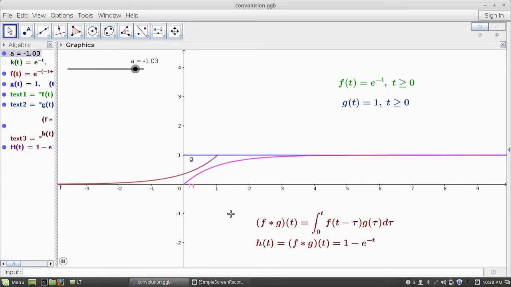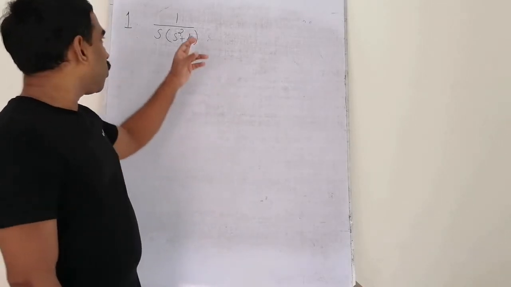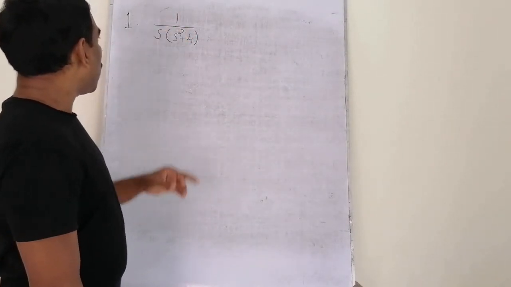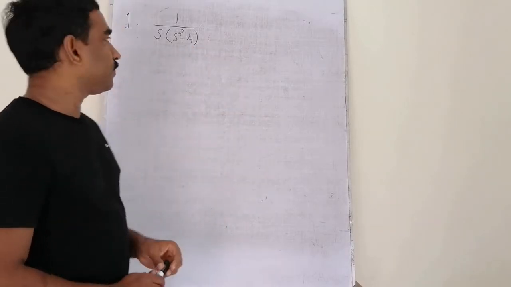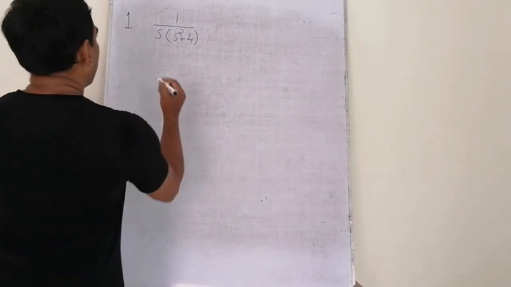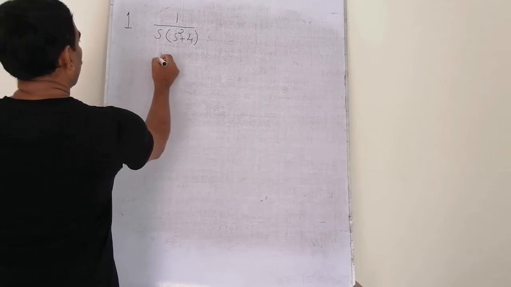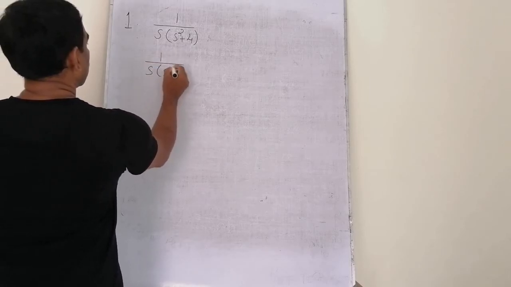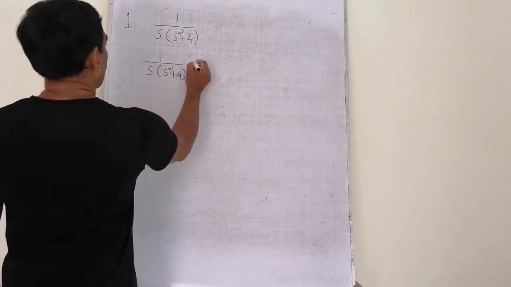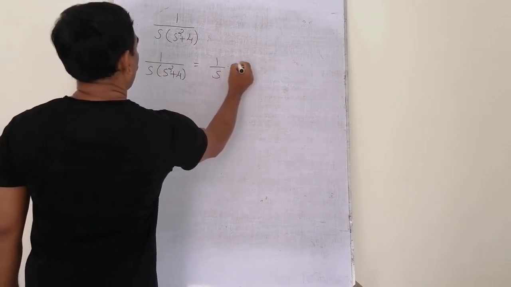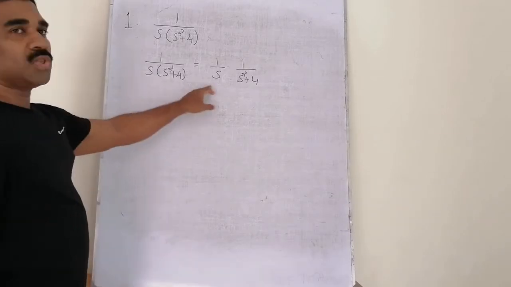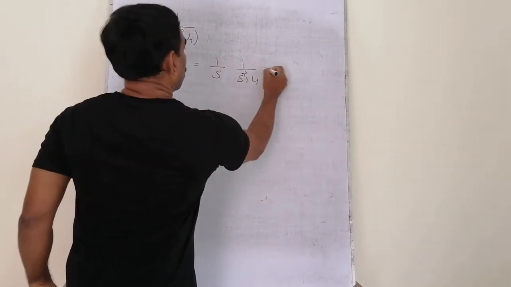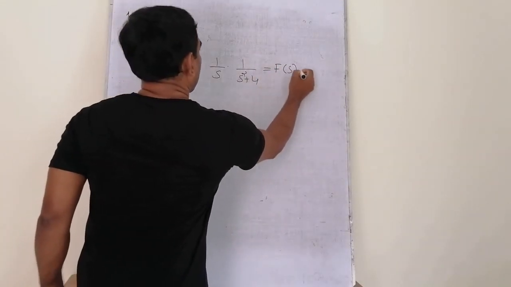Consider the problem of finding the inverse Laplace transform of 1 by s(s square plus 4) using the convolution theorem. First of all, we can factorize this expression 1 by s(s square plus 4) as 1 by s into 1 by (s square plus 4). Let us take the first function as F(s) and the second as G(s).